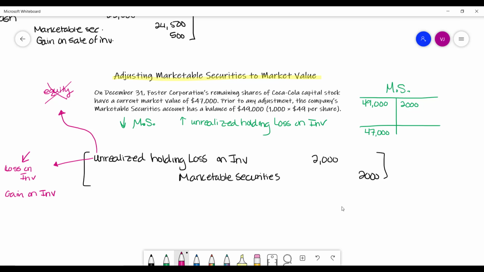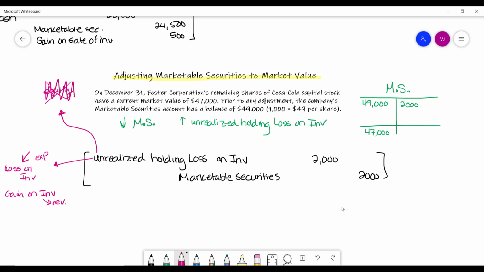And what's the implication of that? Well, this account, first of all, changed its name, and it's not a separate account under equity. Instead, the loss on investments would be considered like an expense account, and the gain on investments would be considered more like a revenue account. So the standard not only changed the kind of account that we use, but it changed which financial statements it affects.